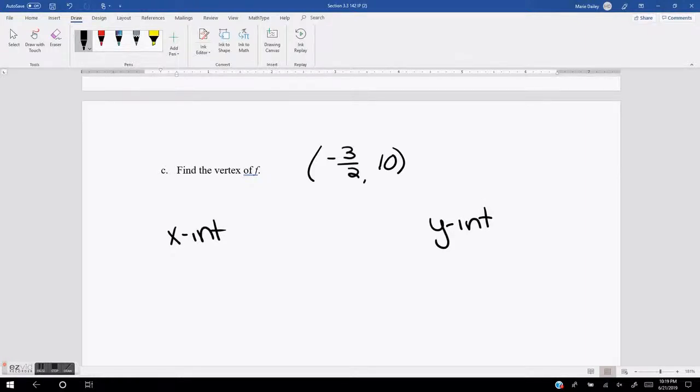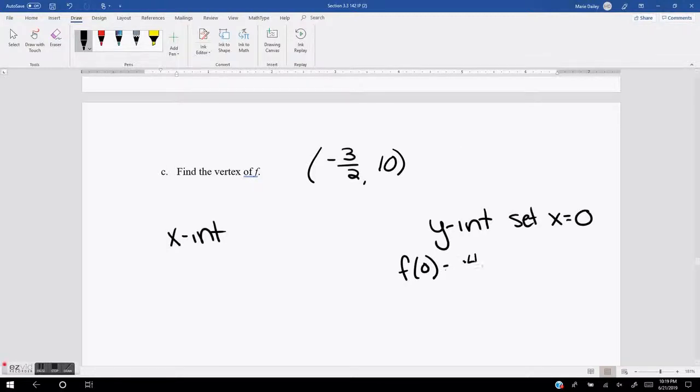All right, so in taking a look at this, finding my y-intercept, of course we're going to set x equal to 0. So f of 0 is going to be negative 4 times 0 squared minus 12 times 0 plus 1, which is 1, so my y-intercept is the point (0, 1). Okay.